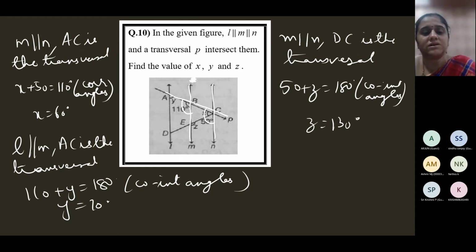So Y and 110 degrees is 180 because they're co-interior angles. They're supplementary. Then again, 50 plus Z is also 180. Co-interior angles are supplementary. And how did we find X? X, corresponding angles. So 110 and X plus 50 are equal, because X plus 50 is one angle and 110 is the other angle. These two angles are equal because they're corresponding angles. So when we work that, you can find the value of X.